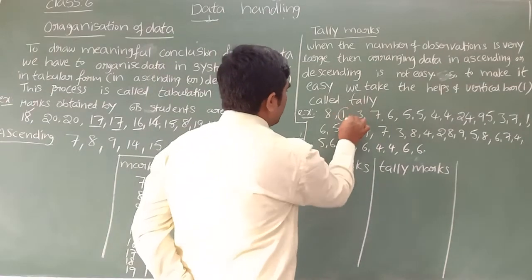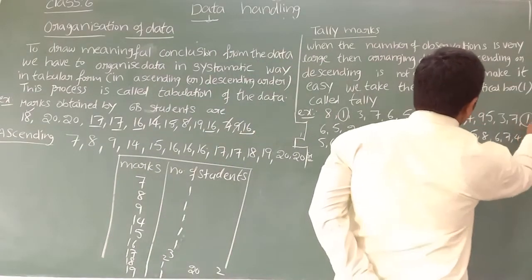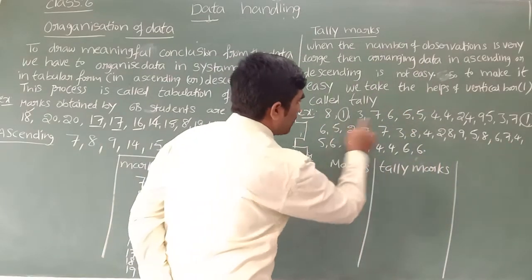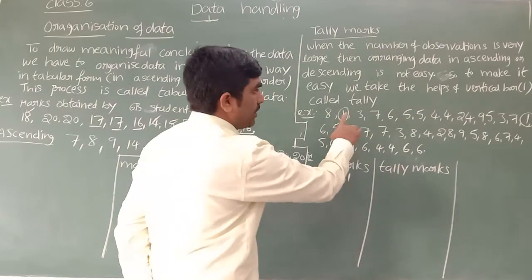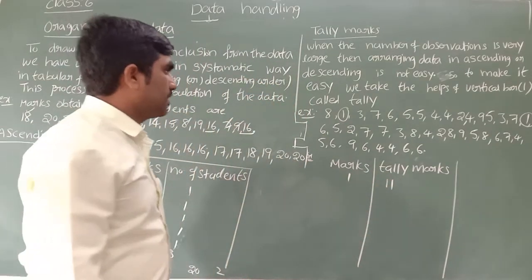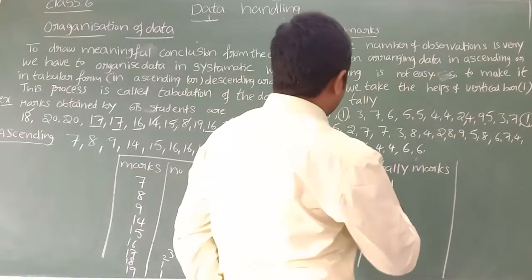1 mark, more we can see here. Any student with 1 mark? Yes, sir, 1 mark, 2 students are there. How many? 2 students. 1, 2 we can write. Next least mark is 2.